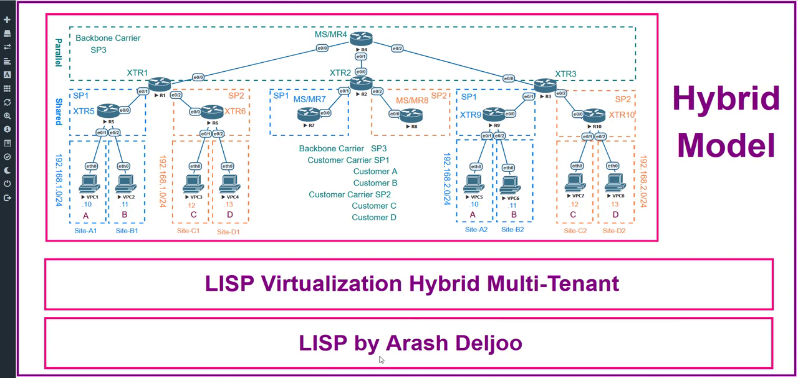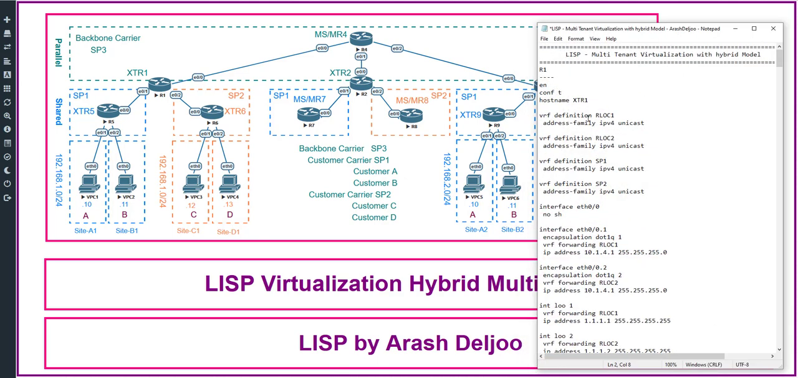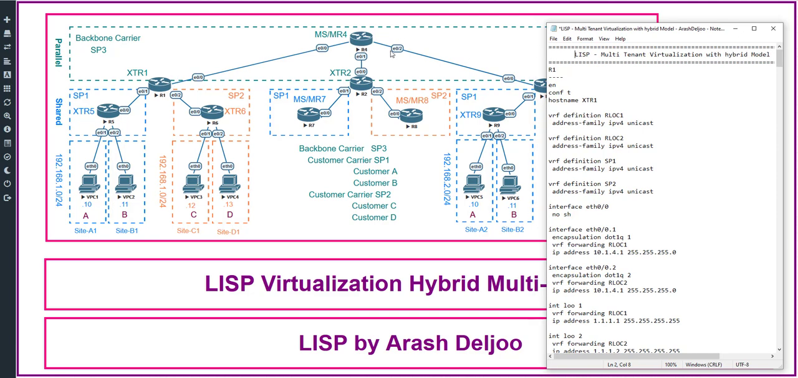Look at here. Here we have the configuration. I configured this scenario before, and we only need to review the configuration, okay? Because of that, let me start with router 1. You know that here we are using the parallel model. Because of that, such as the previous scenario, you need to create two virtual networks in the service provider 3 or backbone carrier.